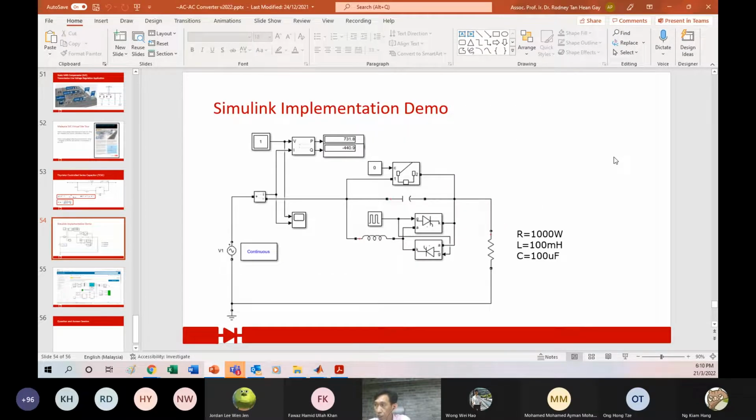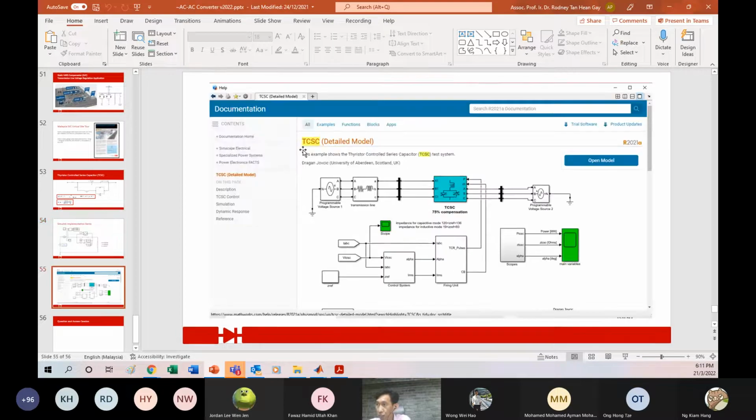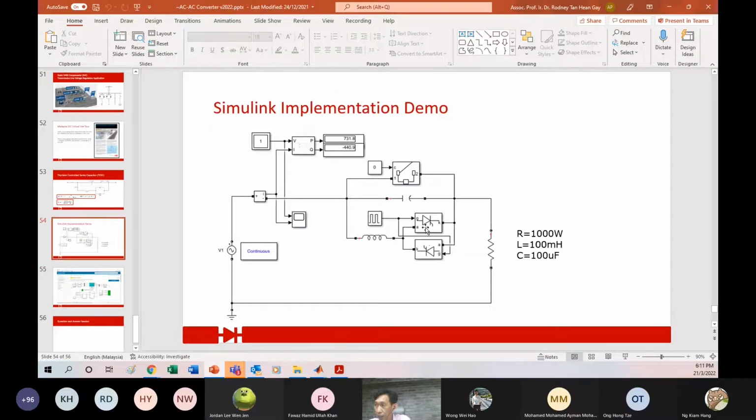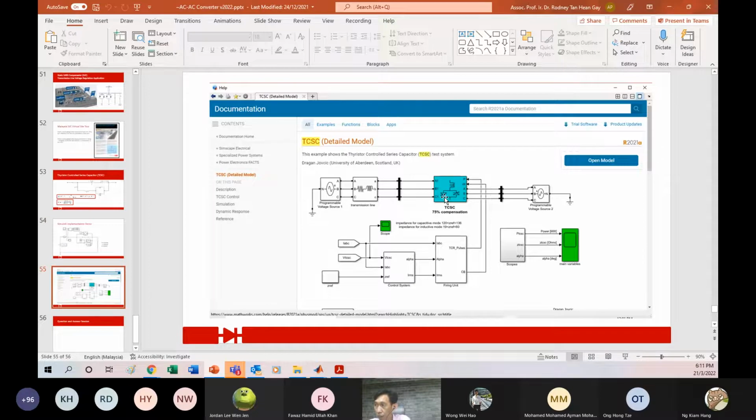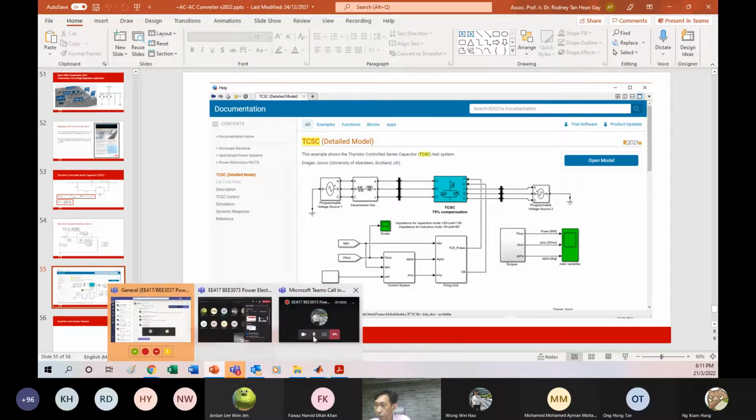Okay, now for this one, MATLAB actually has the example already. In the help, you just type TCSC, and they actually have one of these very nice examples. You can open the model. They actually make this whole thing here into this block. So let's have a look.